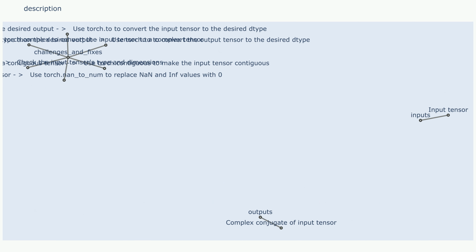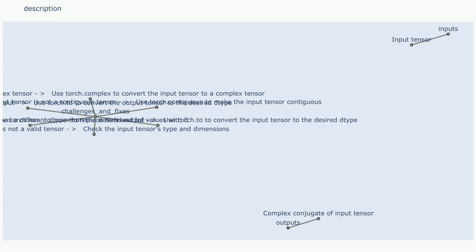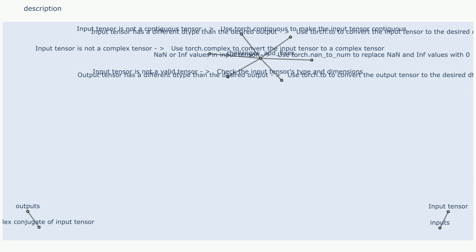Sample use case that resulted in challenge 2. Using a tensor with a data type other than complex, such as torch.float32 or torch.int64, as input to torch.conj_physical. Fixes to challenge 2.